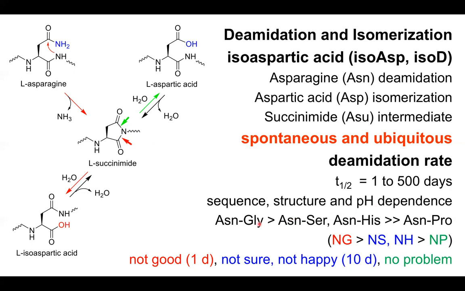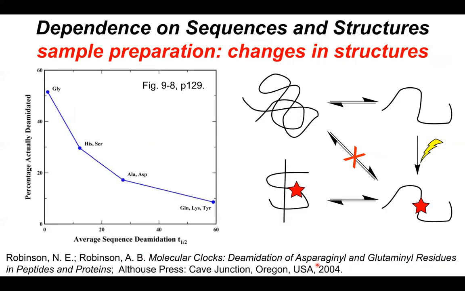In a peptide without higher order structure, asparagine followed by a small glycine deamidates as fast as 1 day, the half-life, followed by a serine residue or histidine deamidates about 10 days. And when they are followed by a secondary amine proline, there's no deamidation. To help my students and others memorize this trend, again, in the peptide, NG stands for not good. It deamidates very fast. NS is not sure. NH is not happy, meaning they deamidate in a relatively slow but considerable degree when in a peptide or with no higher order structure. So here again shows the peptide sequence dependence.